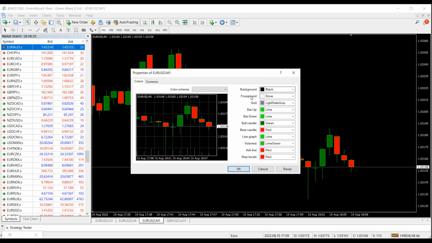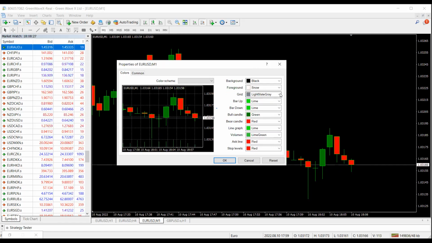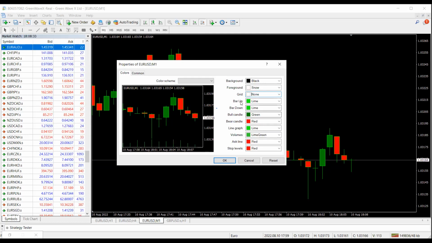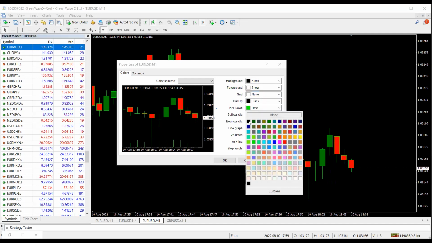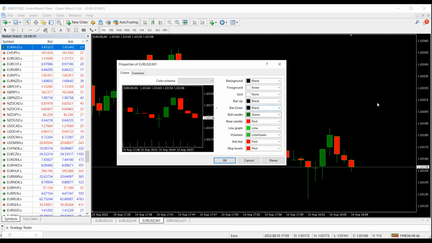The next thing I'm going to do is the grid. Of course, I've removed the grid. I just click none, and it's not going to show any grid. And then bar up and bar down. For this one, you can make it black, or make it none. I can't make it black because I have a black background.